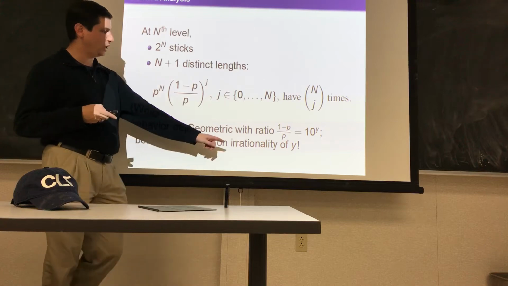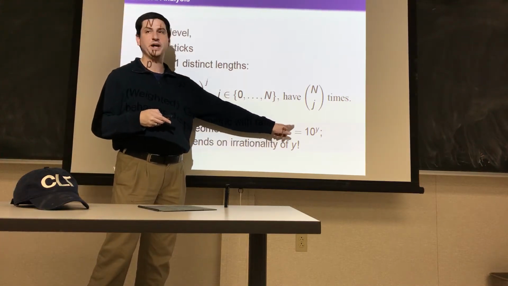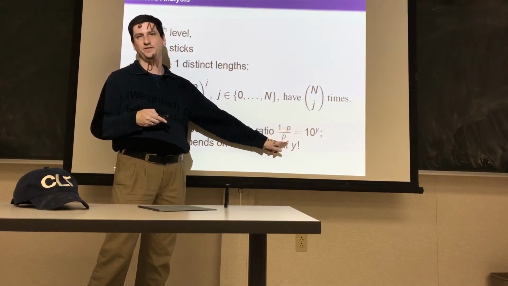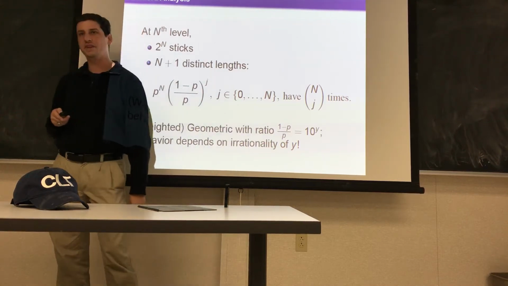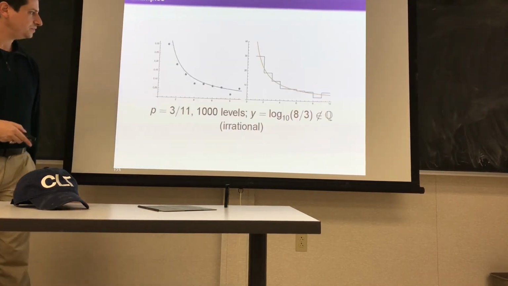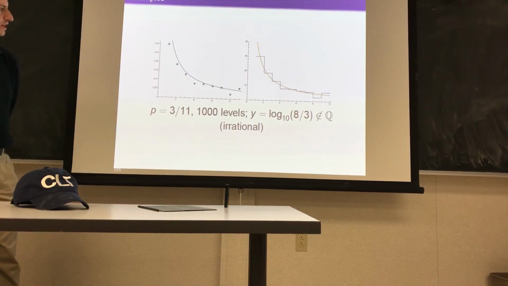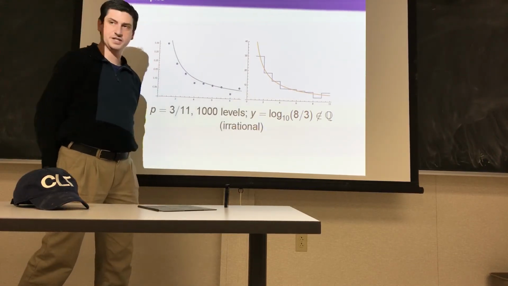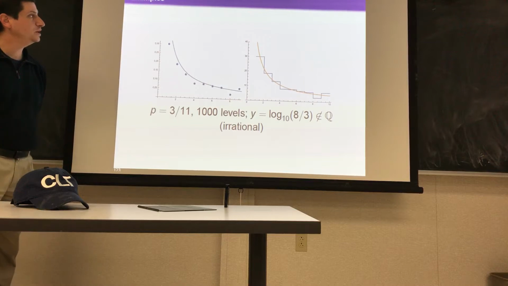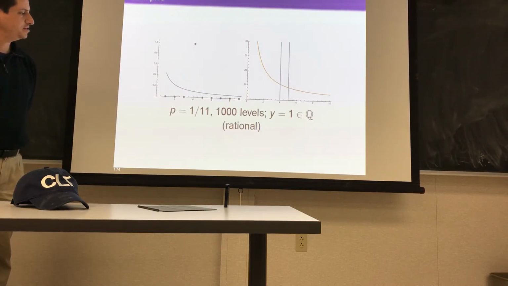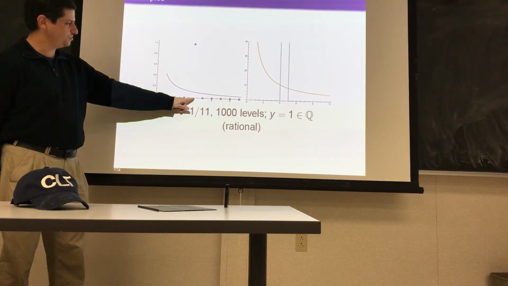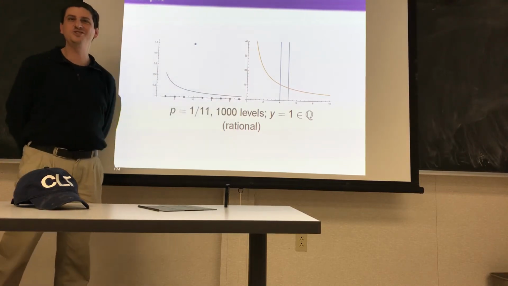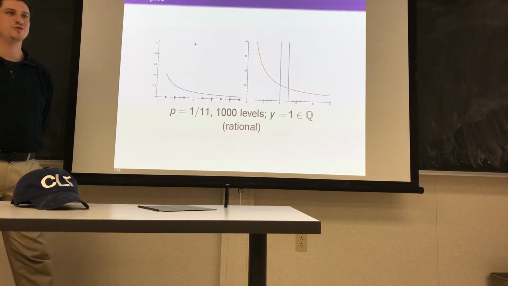And if you remember, I gave you 1/11. 1 minus 1/11 is 10/11, divided by 1/11 is 10. And that's where the 1/11 came from. So here's P equals 3/11. The corresponding value of y is irrational. It looks pretty close to Benford. Here is P equals 1/11. And if you look at the distribution of leading digits, you can see this is most assuredly not Benford.